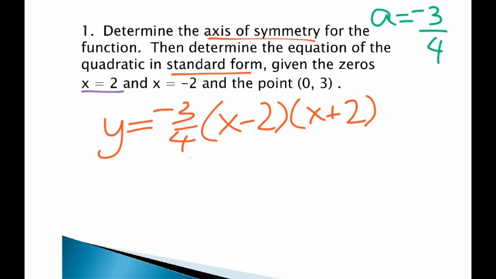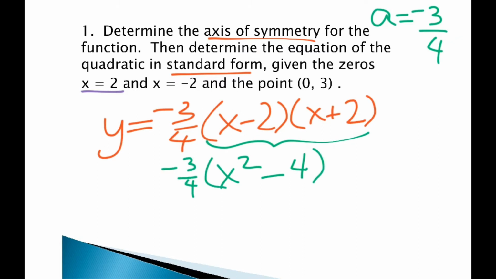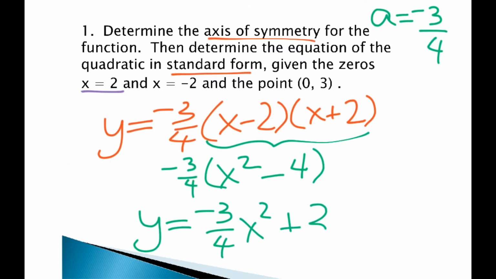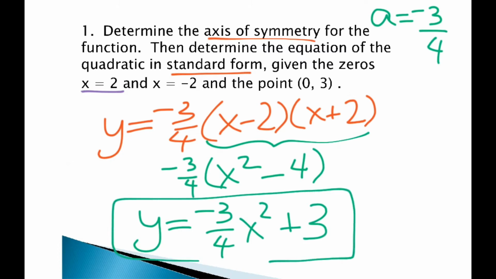Now, if the directions said to just write it in intercept form, I would be finished. But the directions said to write it in standard form, so I'm going to have to go ahead and multiply all this out. So I'm going to take care of this part of it first. That's going to be x squared plus 2x minus 2x, and then minus 4. If you notice, that's a difference of squares right there. Then I'm going to multiply that by negative 3/4. So my equation in standard form will be negative 3/4 x squared plus 3.